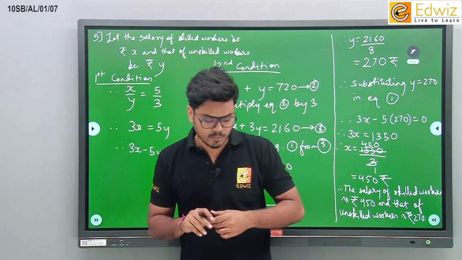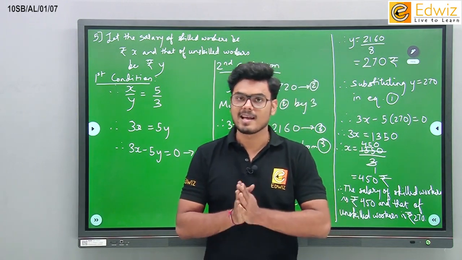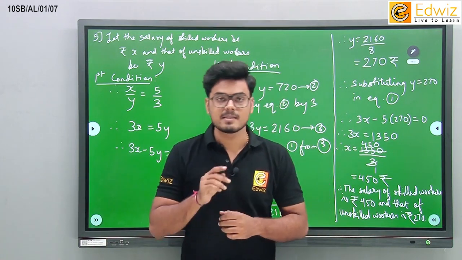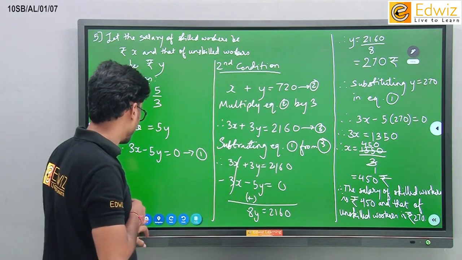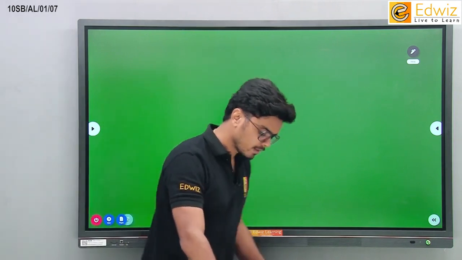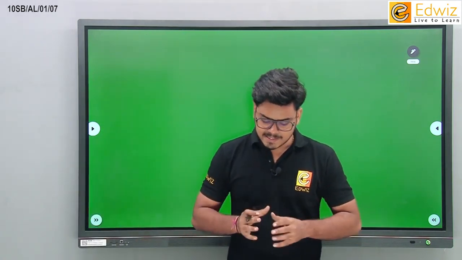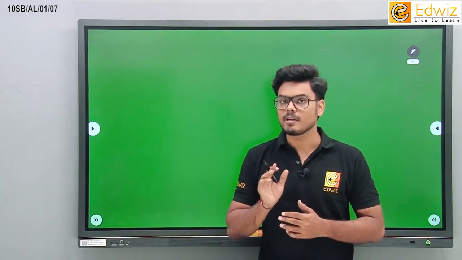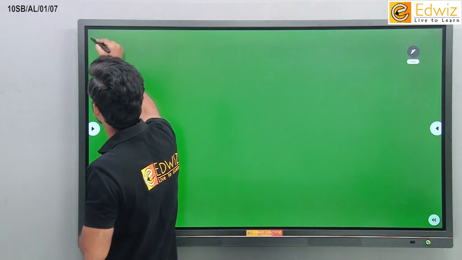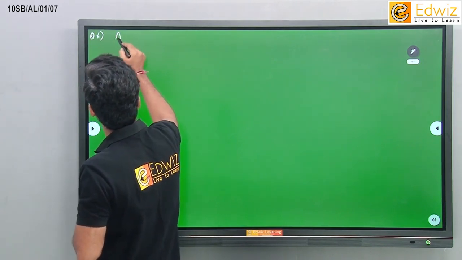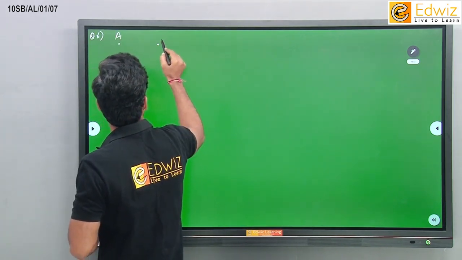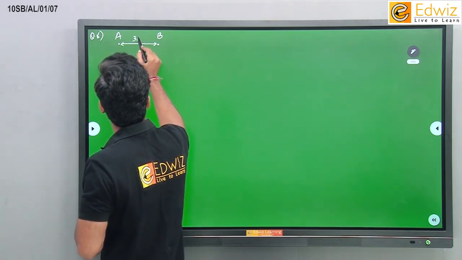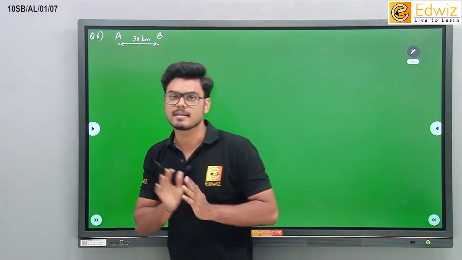Okay students, let's continue, and we'll now go finally to the last problem in our problem set 1 and also in this chapter, that is question number 6. Let me just change the page. Question number 6, places A and B are 30 kilometers apart and they are on a straight road. Okay, so there are two places. There is a place A, there is a place B. The distance between these two places is 30 kilometers. Because they are straight, I have directly written it like this.